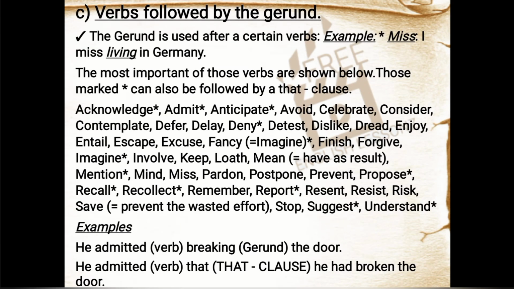C. Verbs followed by the gerund. The gerund is used after certain verbs. Example: miss, I miss living in Germany. The most important of those verbs are shown below. Those marked with an asterisk can also be followed by a that clause.